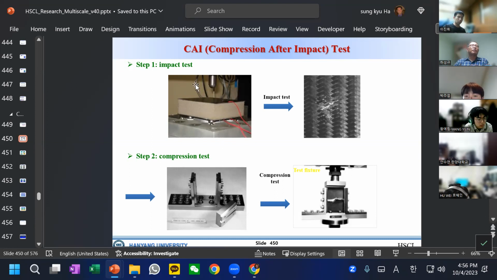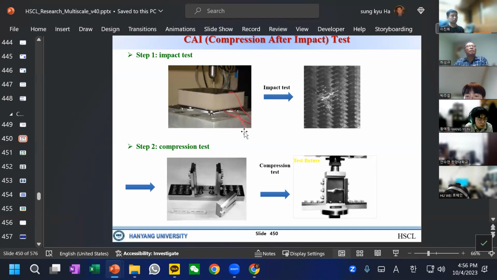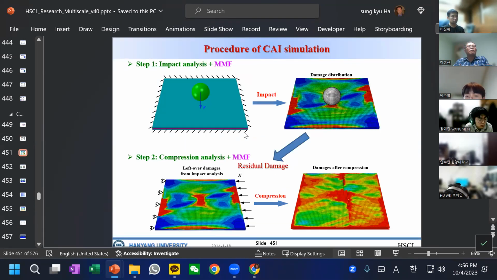This is the most important characteristic of the composite for the aircraft. When you design, you have to go through this procedure and test. So far, there's no standard methodology or prediction of this CAI. Very luckily, or very proudly, we are the first ones to simulate this CAI. What makes this possible? Mostly our understanding of the micromechanical behavior of composites.